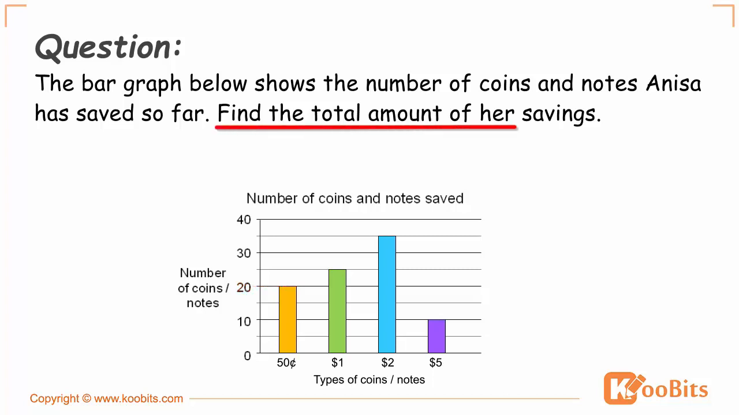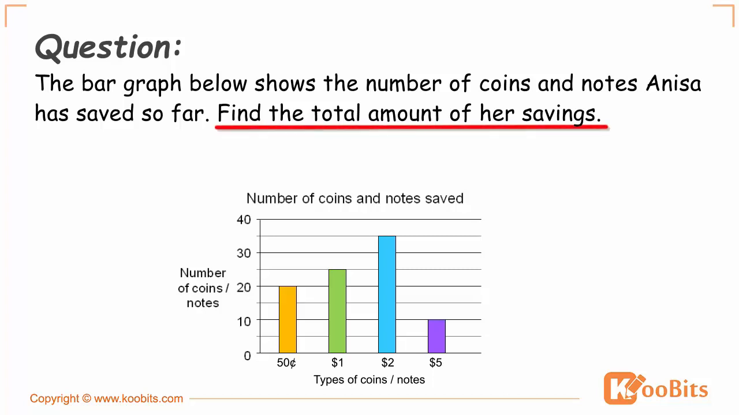Find the total amount of her savings. The question asks us to find the total amount of Anissa's savings. Alright, now that we've understood the question, let's move on to solve this word problem.